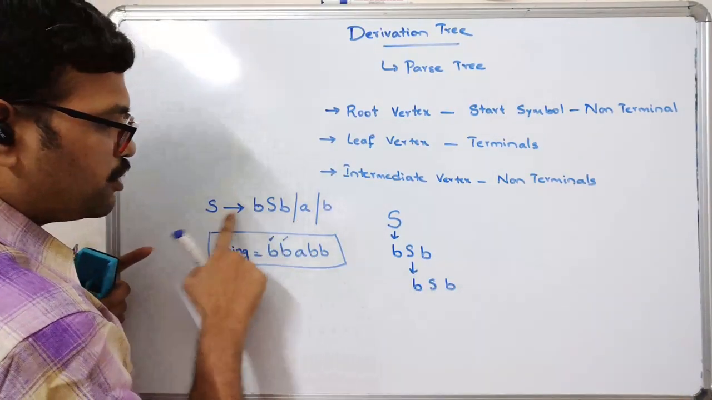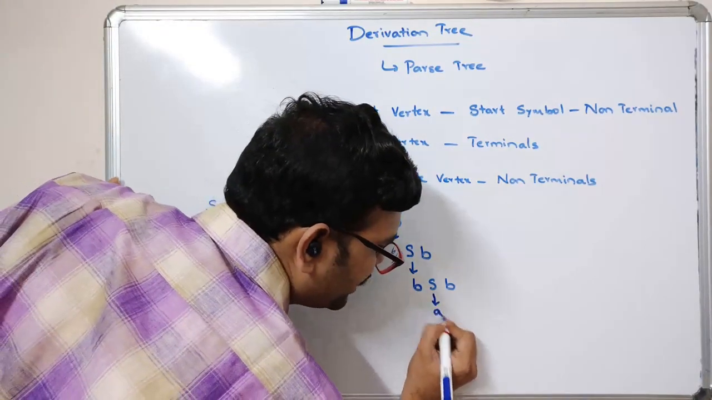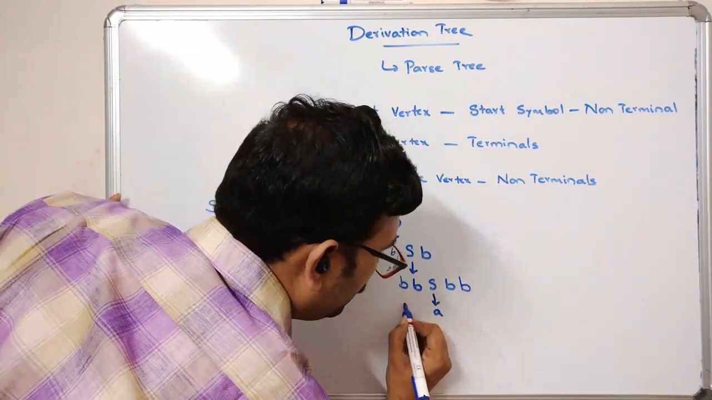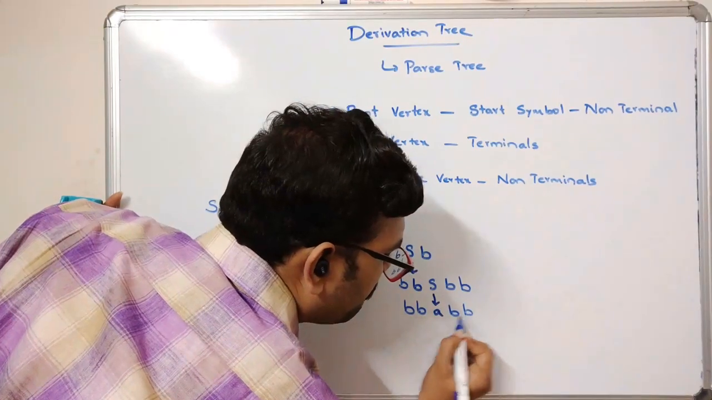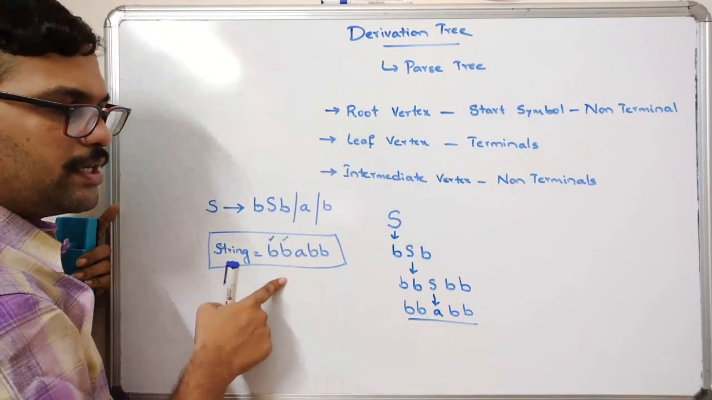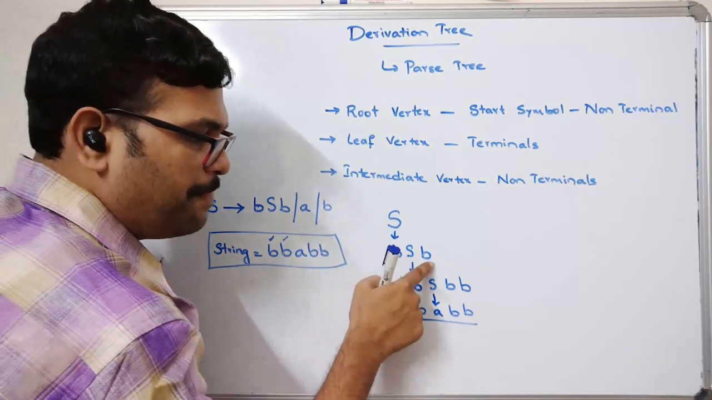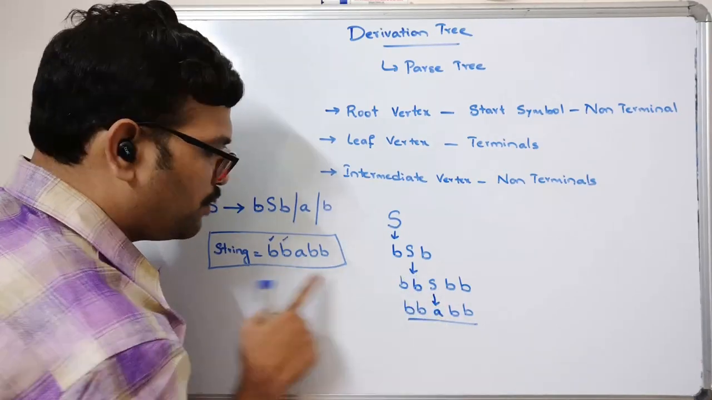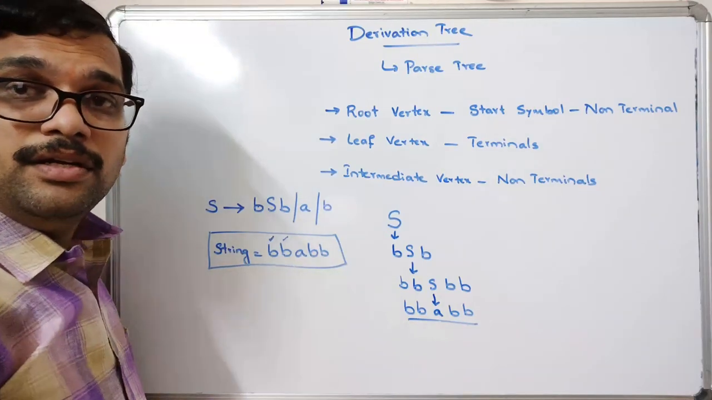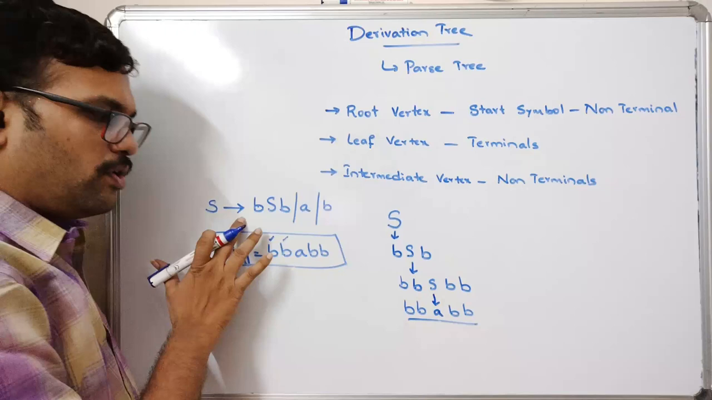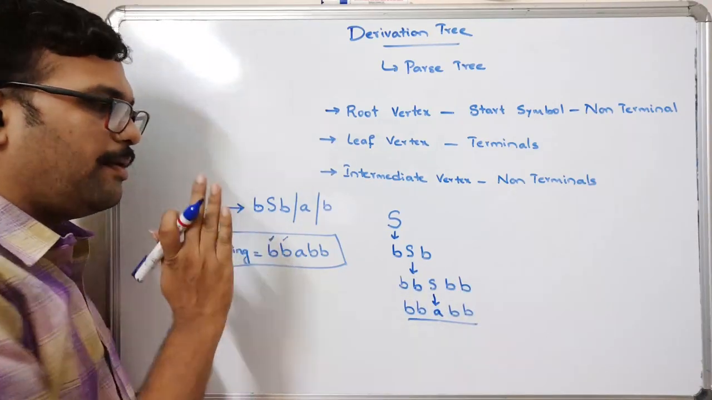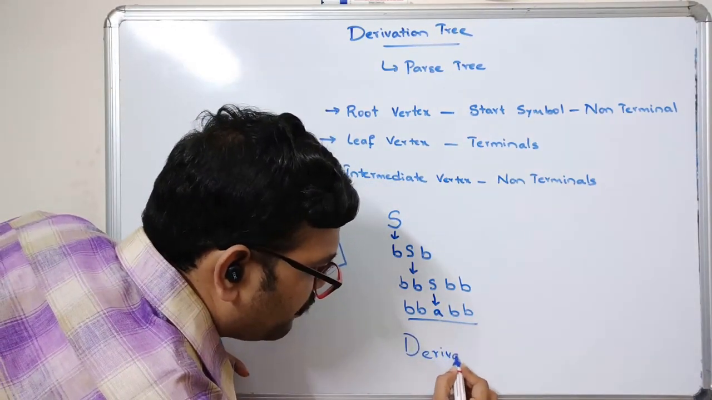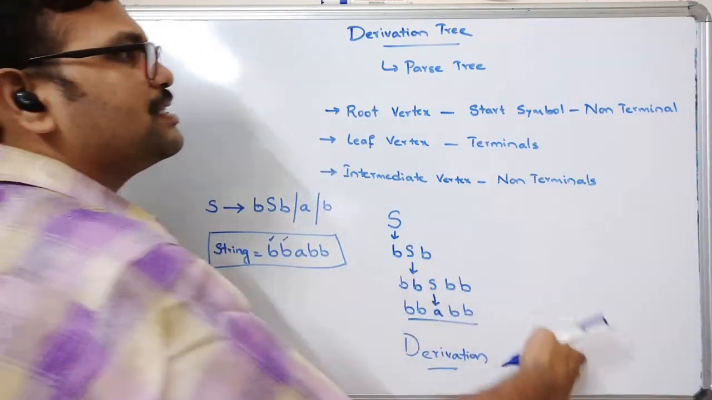Now a. So you can substitute S with a. If you substitute S with a, then you can observe b, b, a, b, b. So this is the required string. First, we substituted S as bSb, and again in the S we substituted bSb, and in the S we substituted a, so that we got this particular string. So if the string is accepted by the context-free grammar, then we can derive that string by substituting the production rules. This is called a derivation, and from this derivation, we can easily construct the derivation tree.